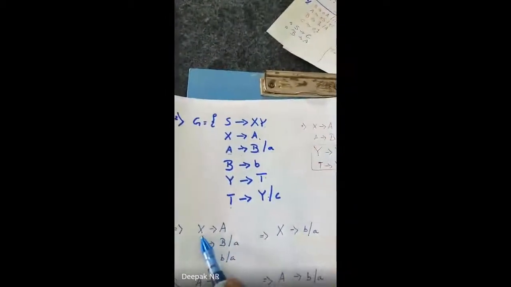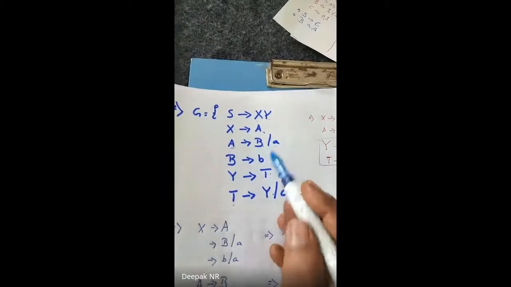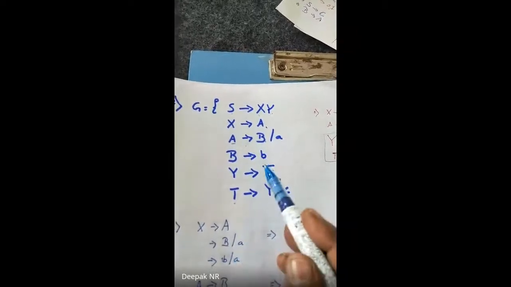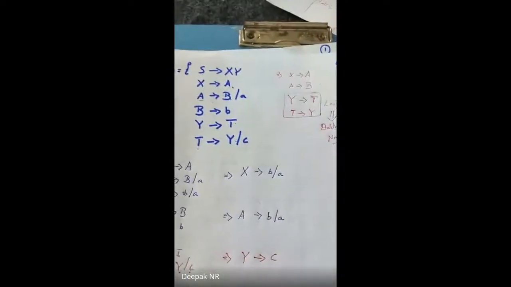Let me take my first example. X tends to A. What is the actual value of A? The actual value of A is b slash A. Now, what is the value of B? I have to replace B also. The value of B is lowercase b. So I've written it as bA. So my answer will be X tends to b, A. Clear, guys? Okay, now next.